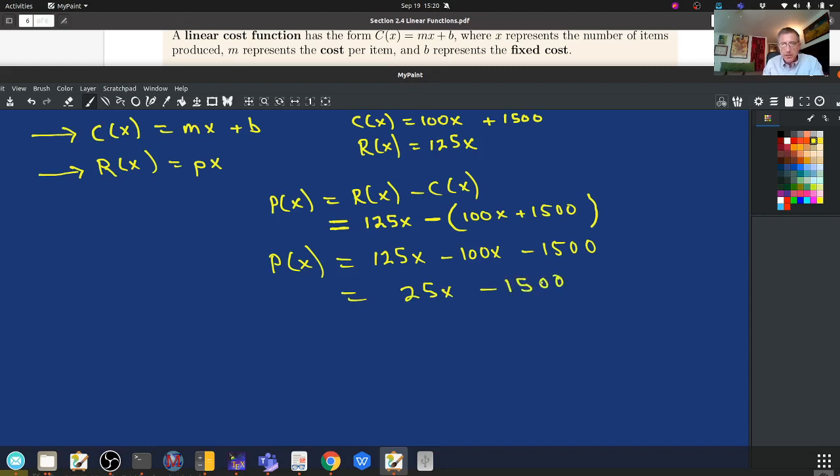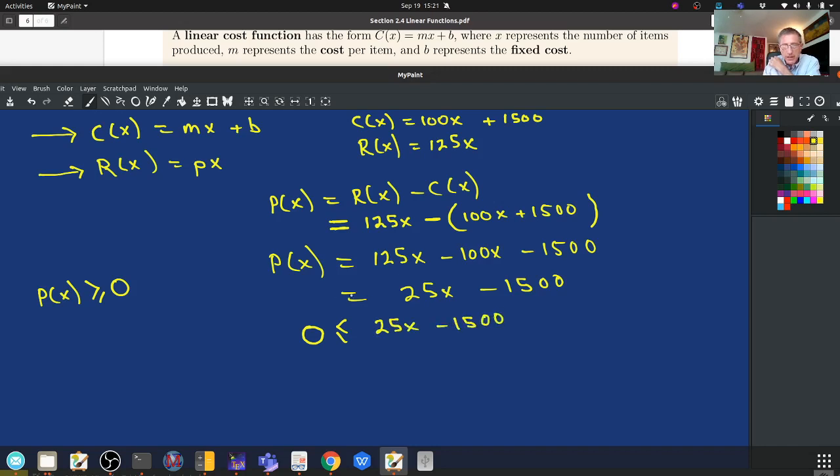So what they want to know is how many items must be sold for the company to make a profit. So our P of x has to be greater than or equal to 0. I'm just going to write that down. Our P of x, which is given by this right here, has to be greater than or equal to 0. So I'm solving a linear inequality.